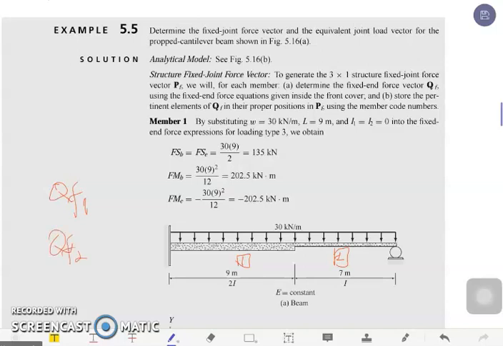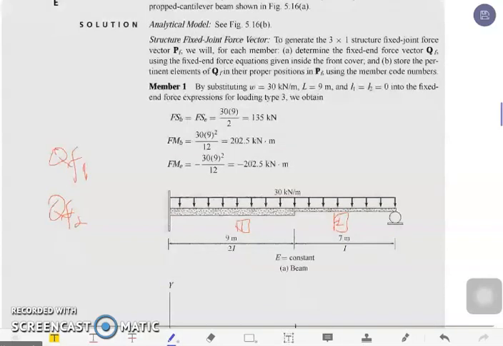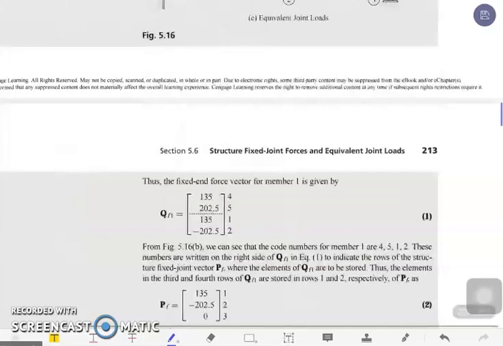So for member 1, of course, this is uniform loading. So you make use of the formula for a uniform loading to have the value for shear forces and moment forces. And if we substitute the values to the variables in the equation, we obtain 135 kilonewton, 202.5 kilonewton meter and negative 202.5 kilonewton meter respectively. And if you write that in matrix form, you have now the value for our Q sub F1.